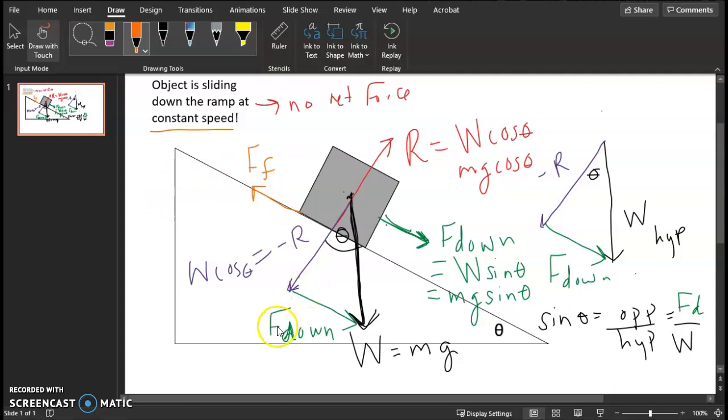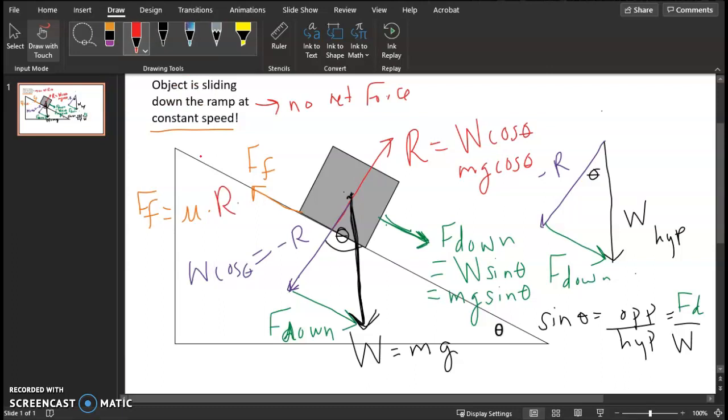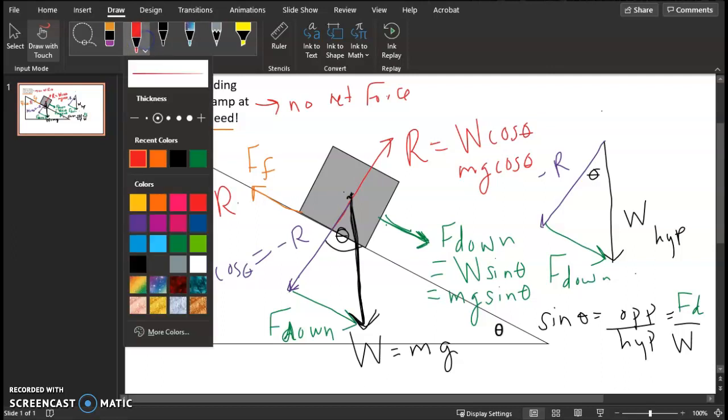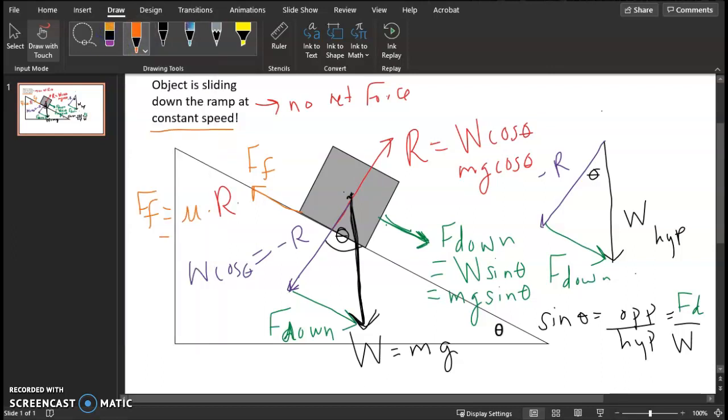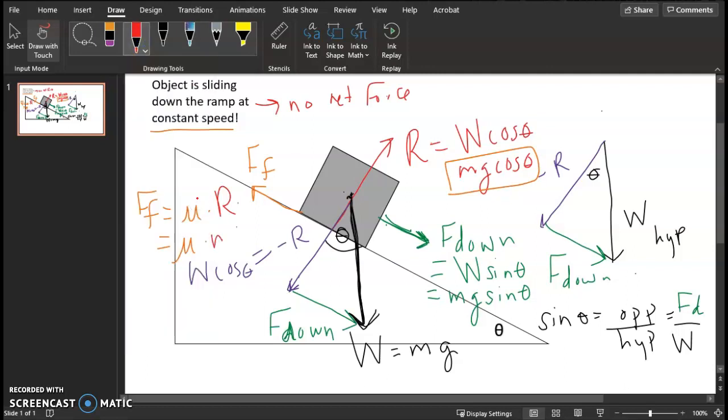Force of friction has its own equation from the data booklet. Force of friction is equal to mu times r. And I could go one step further. Force of friction is equal to mu mg, mu being the coefficient of friction. The weight vector we solve for here, mg cosine theta. So it's mu mg cosine theta.